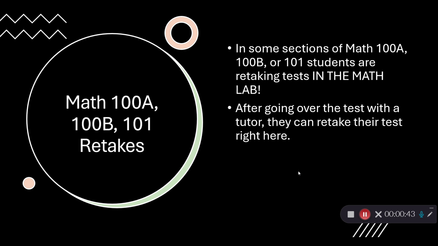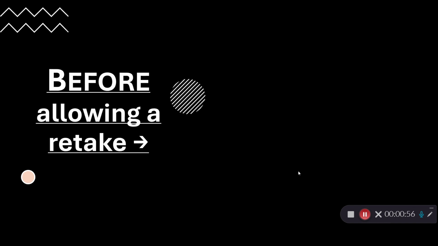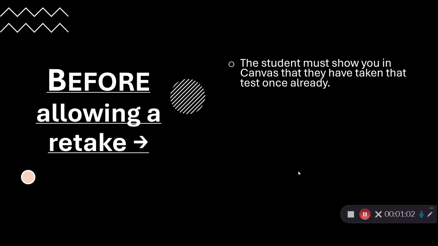They're going to come and check in with their supervisor. It might be right after they go over the questions with you or another tutor, or it might be the next day. But the supervisor is going to check a few things. If you're not a supervisor, you can still help out the supervisors and help them know what to do as well. The student needs to show that they've taken the test once already. In Canvas, it'll just say take the test again. As long as that word again is there, then you are good to go.